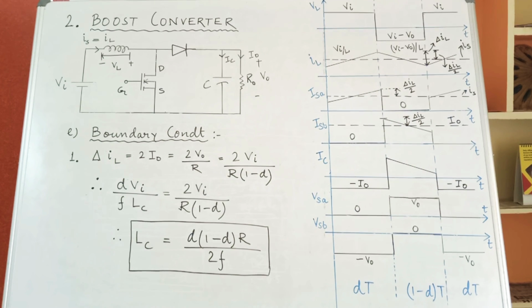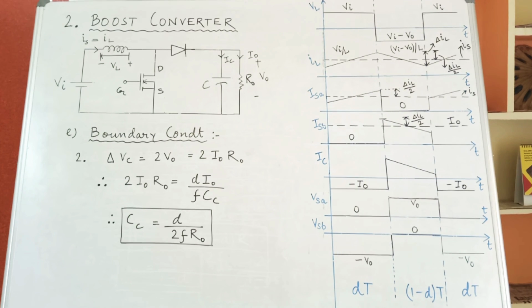From here I0 can be written as V0 by R, and again V0 can be written as Vi by 1 minus d. So, it becomes 2 Vi by R into 1 minus d. Del IL we have already calculated, that we are substituting in the next step, that is dVi by FL. Instead of L we are writing LC, because our inductor now is called the critical value of inductance. So, from here LC comes out to be d into 1 minus d into R divided by twice F.